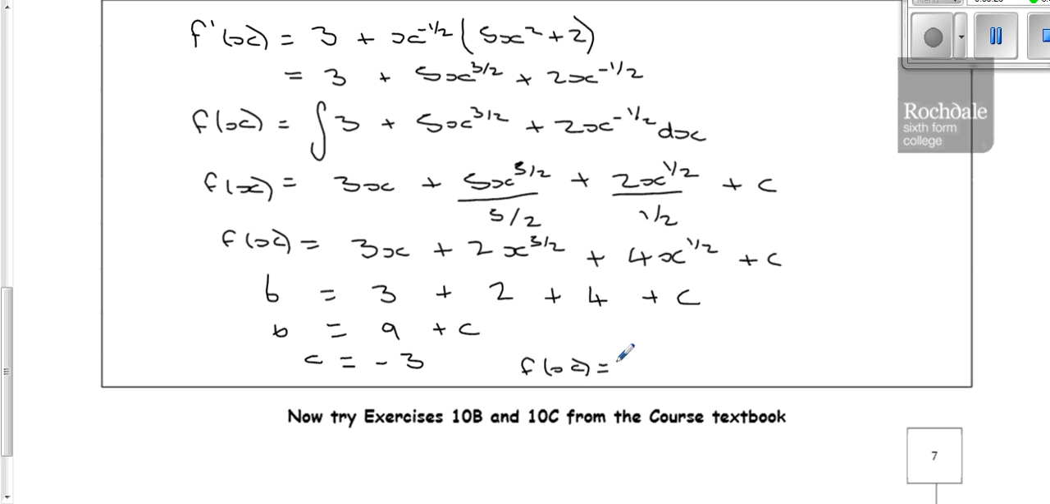F of x is equal to 3x plus 2x to the power of 5 over 2 plus 4x to the power of a half. Not plus, but minus 3. And that's the final answer to that exam question.